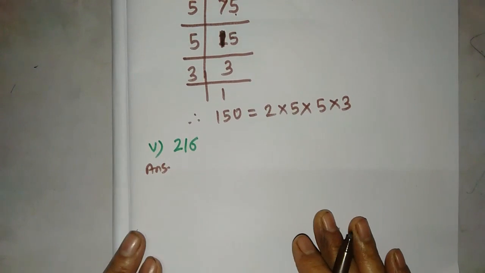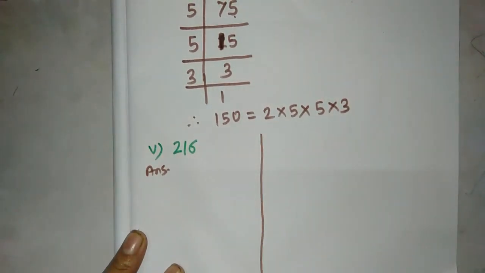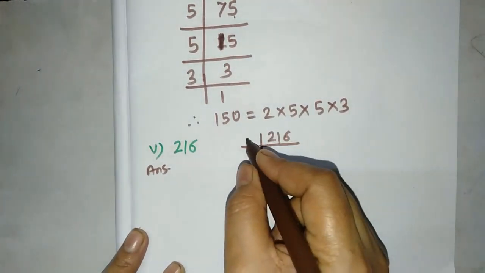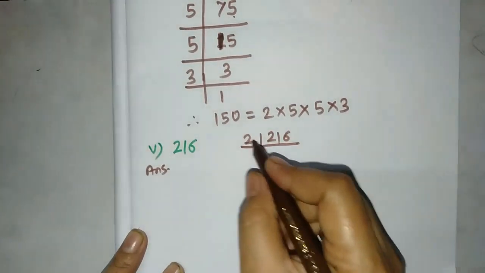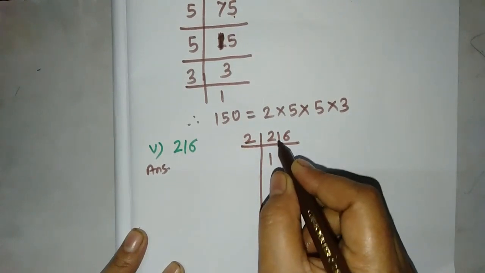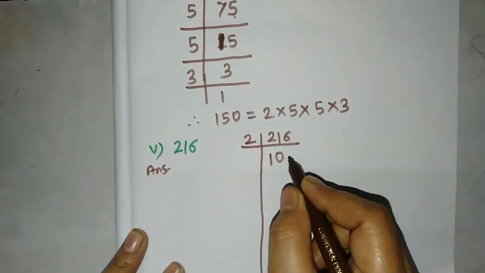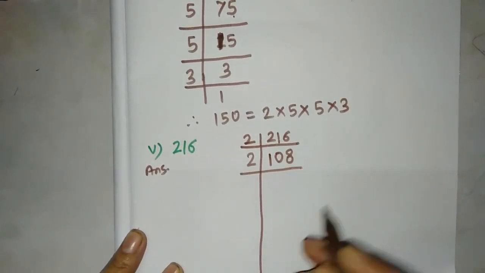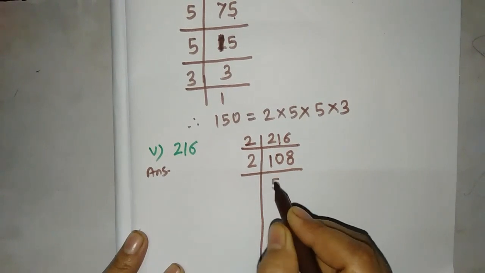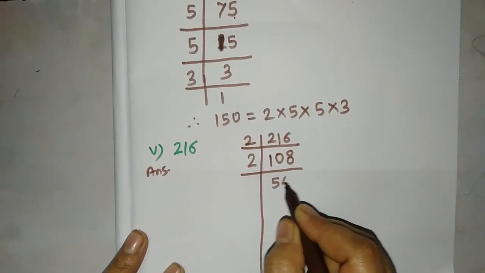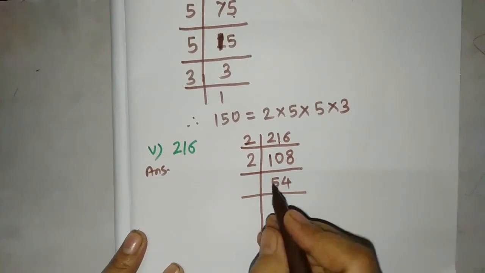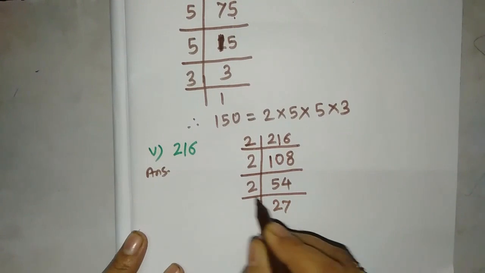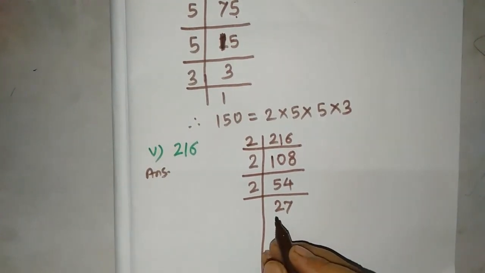Now the next number is 216. 216 is an even number. So start from 2. 2 ones are 2. 1 is less than 2, so take the 0. 2 8s are 16. Again it is an even number, so divide by 2. 2 5s are 10. 2 4s are 8. 54 is an even number, so divide by 2, and we know that 27 2s are 54.